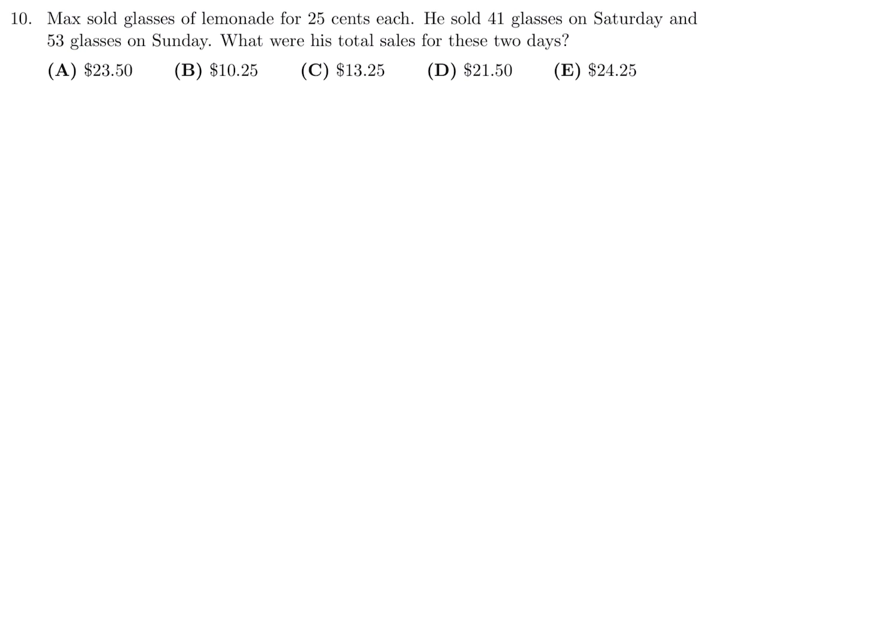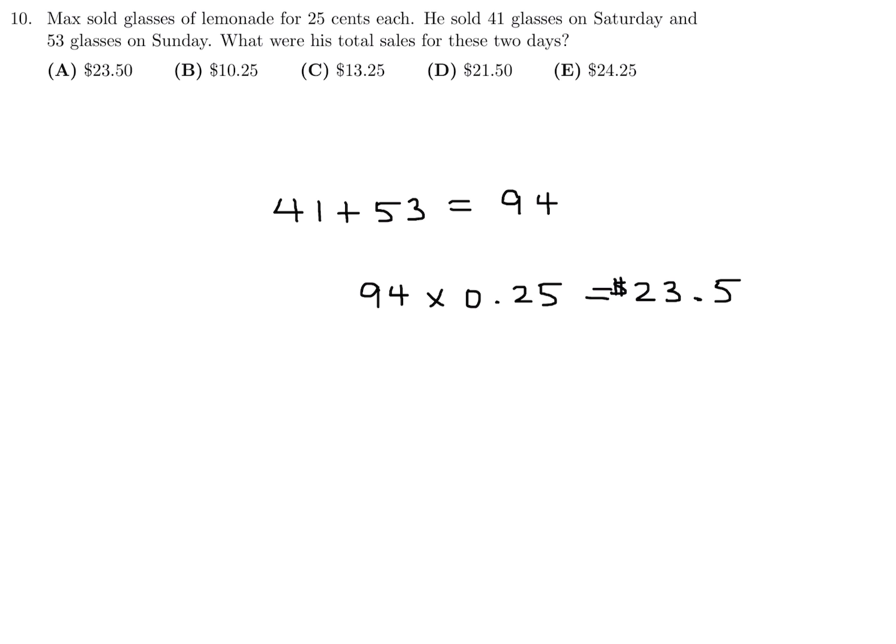Max sold glasses of lemonade for 25 cents each. He sold 41 glasses on Saturday and 53 glasses on Sunday. What were his total sales for these 2 days? 41 plus 53 is the total number of lemonade glasses he sold, so that's 94. And then we take 94 and multiply by 25 cents to get the total amount of money he made. 94 times 0.25 is 23.5, and that's in dollars. So $23.50, and therefore number 10, the answer is A.